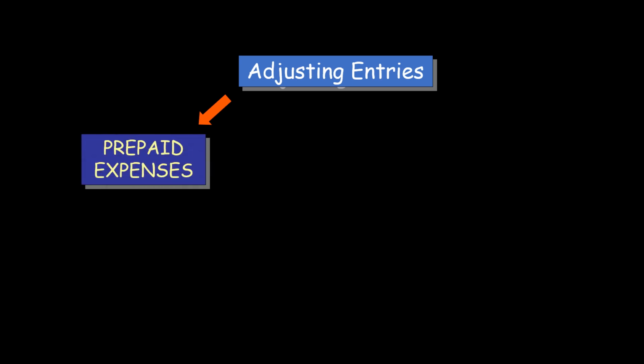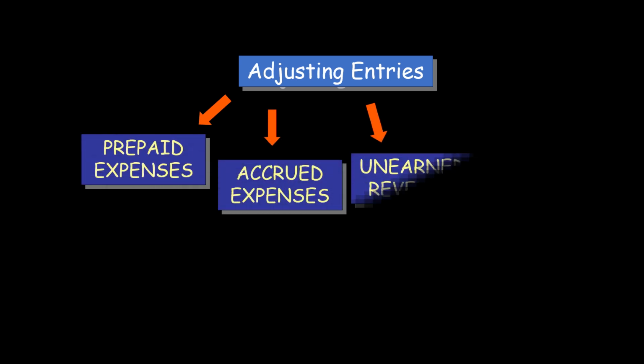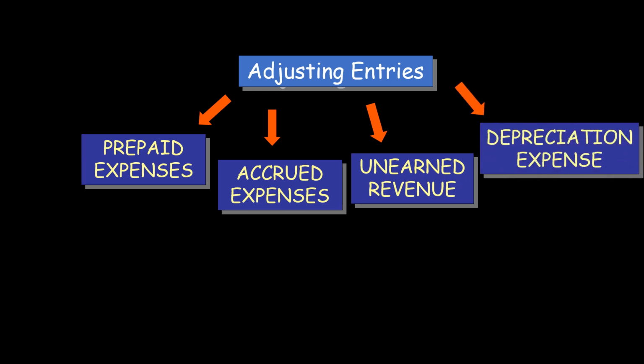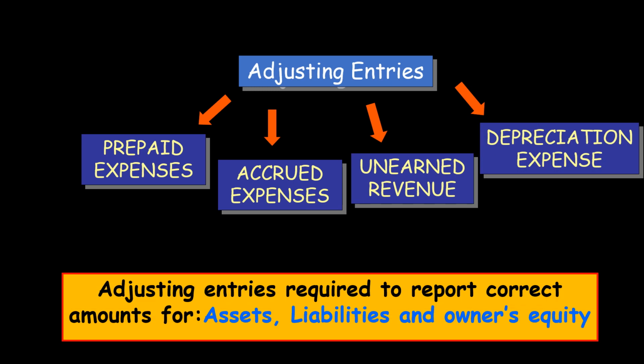We are continuing to discuss adjusting entries. So there are four types of adjusting entries: prepaid expenses, accrued expenses, unearned revenue, and depreciation. This is our fourth video on adjusting entries. In our first video, we talked about the reasons for adjusting entries.